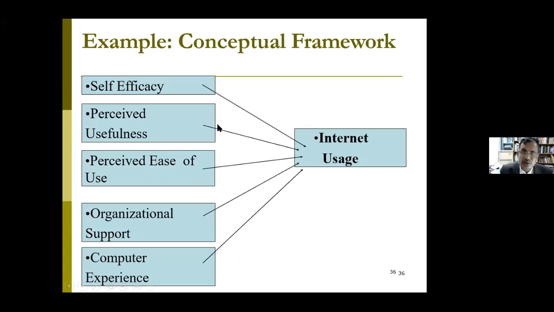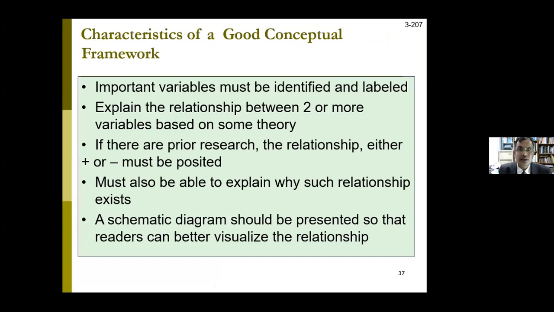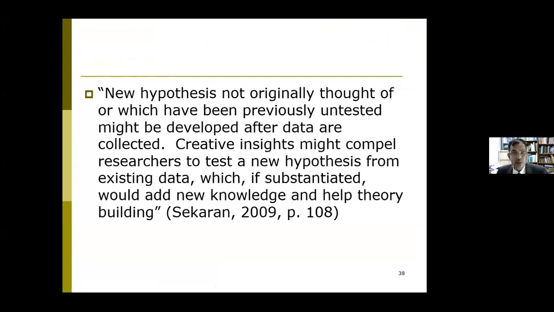One very simple conceptual framework could be like this, which master's students use a lot. So multiple regression could be readily applicable to analyze the data. All right, so important variables must be identified and labeled. Explain the relationship between two or more variables based on some theory. If there is prior research, then the relation should be either positive or negative. I'm talking about the hypothesis.